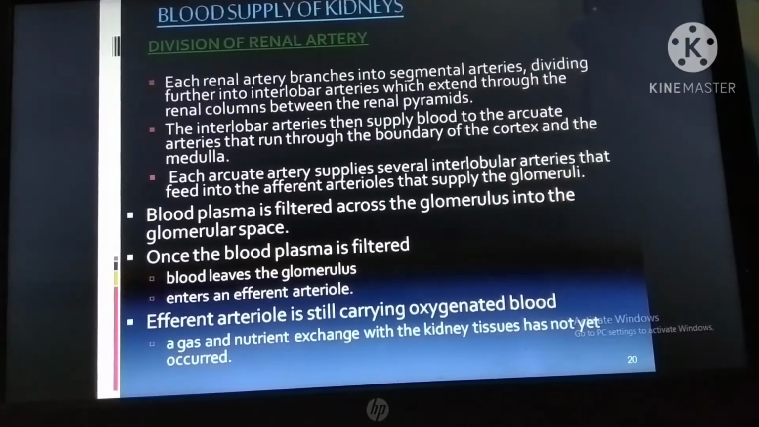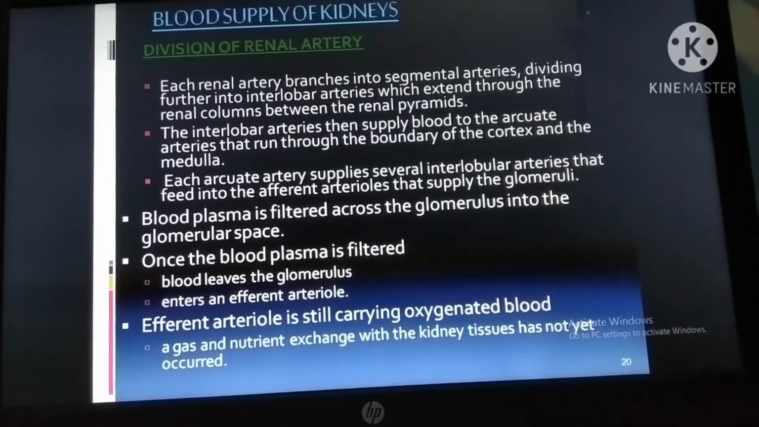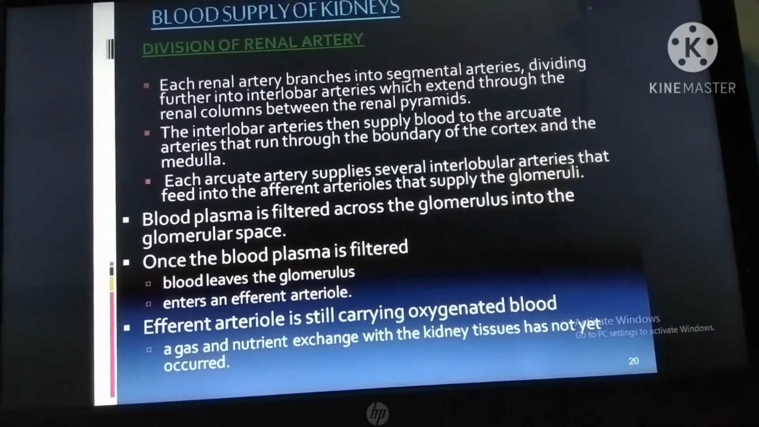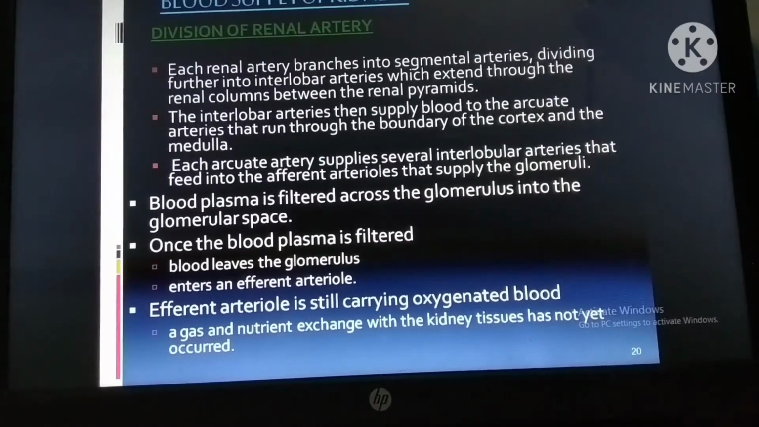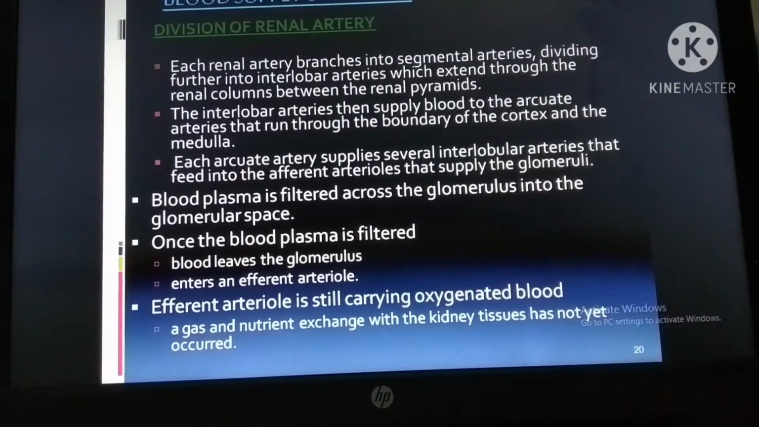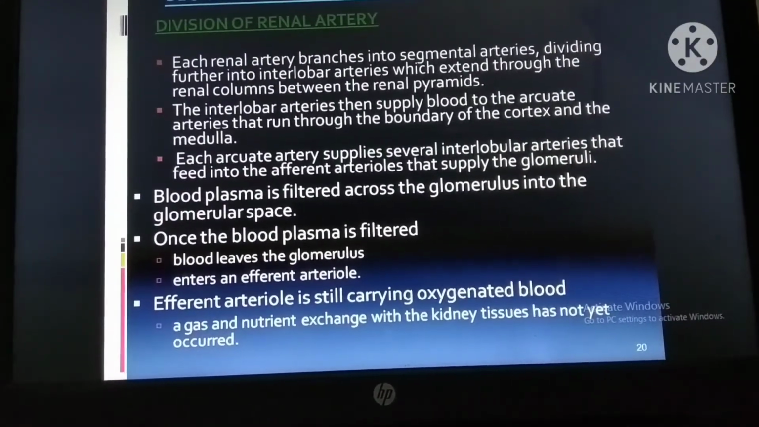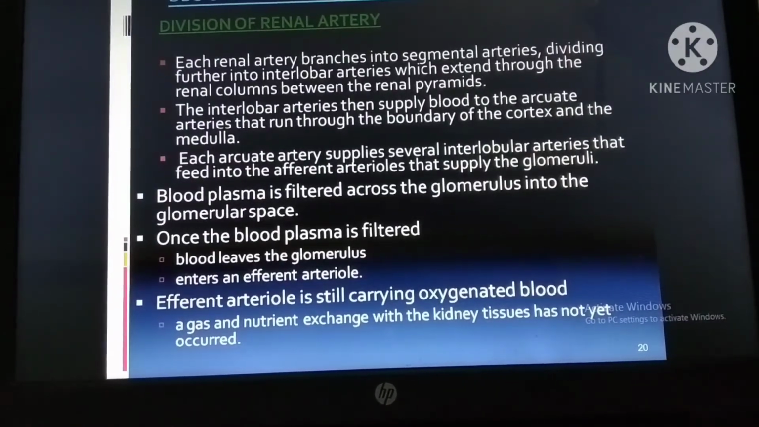Blood plasma is filtered across the glomerulus into the glomerular space. Once the blood plasma is filtered, blood leaves the glomerulus and enters an efferent arteriole. The efferent arteriole is still carrying oxygenated blood.